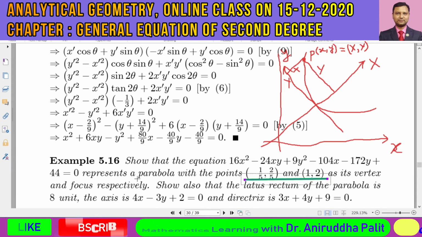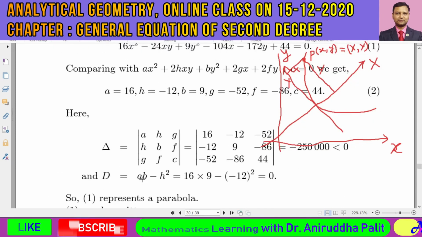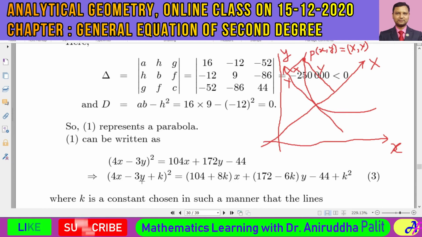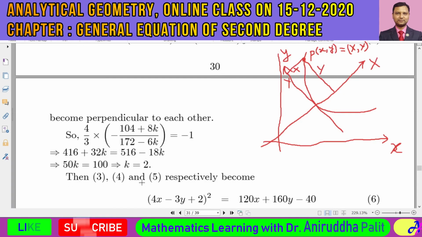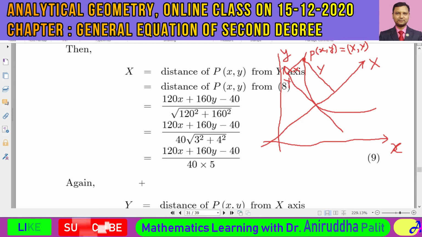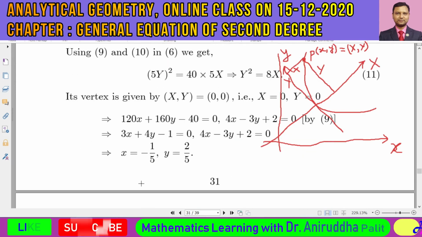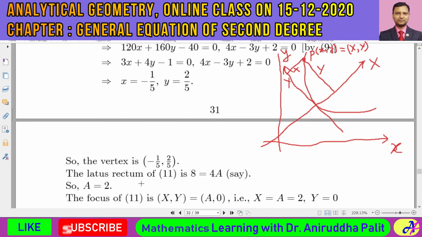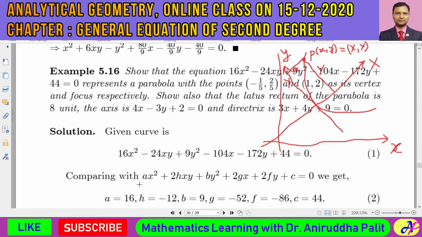Just a minute. I think some mistake is there. If a parabola has only one vertex, some mistake has been made. Let me check. It would ultimately represent two parabolas, or let me see. Only one vertex would ultimately appear. Why two vertices? Some mistake is there in this question.